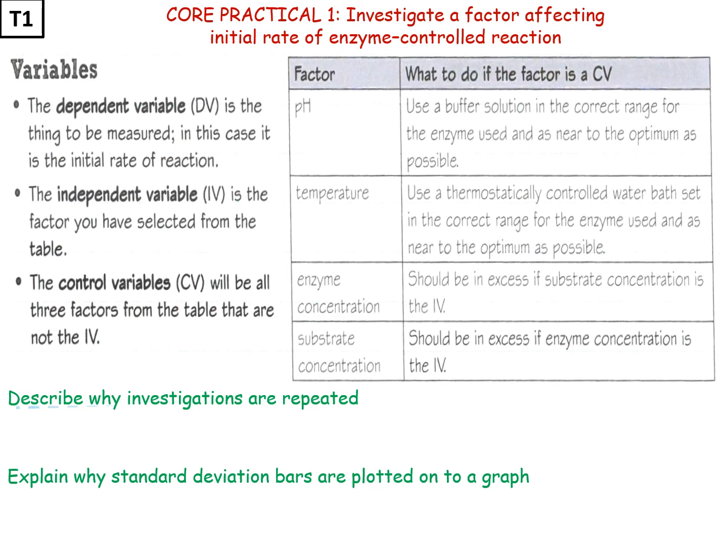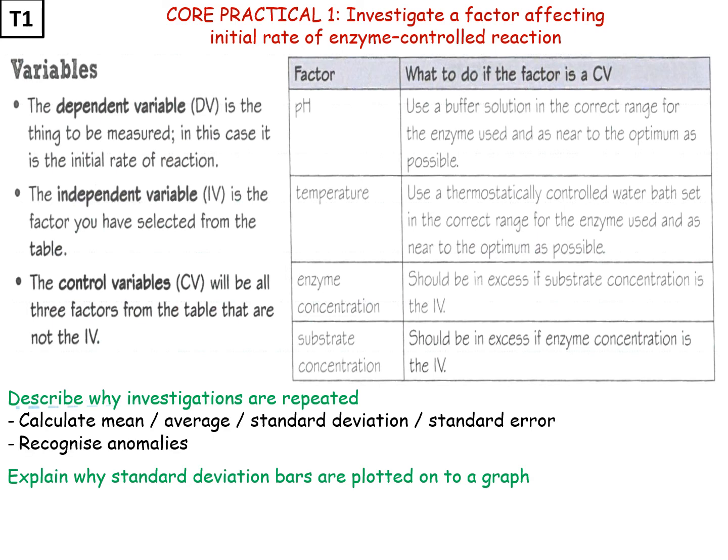Describe why investigations are repeated. When you repeat an investigation, it gives you the opportunity to calculate a mean, which is an average. You could also calculate a standard deviation or standard error. It also helps you to recognize anomalies. So you can spot anomalies when you do repeats. You should do at least 3 repeats. That way you can see which one's an anomaly in comparison to the other 2 repeats.